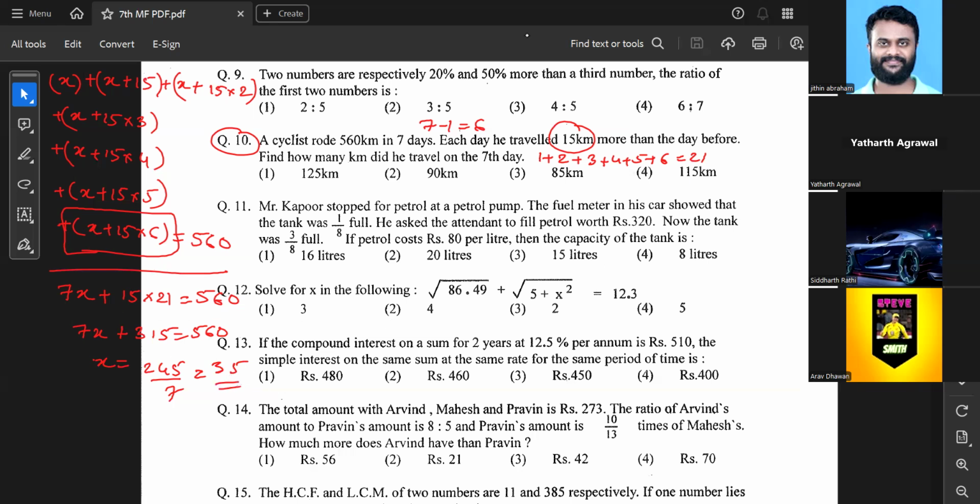That means on the seventh day, how much did he write? Seventh day is x plus 15 multiplied by 6. So x is 35 plus 15 into 6, which is how much? 90. Very good. That should give you 125, which is the first option.